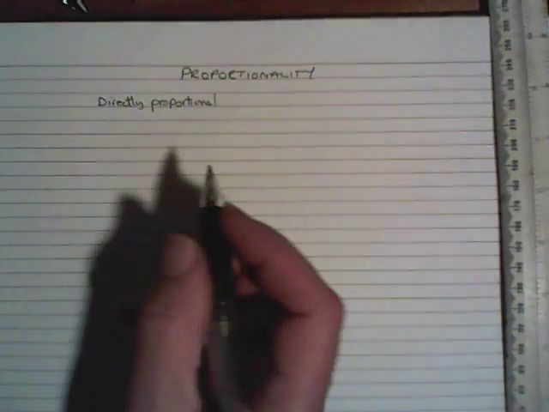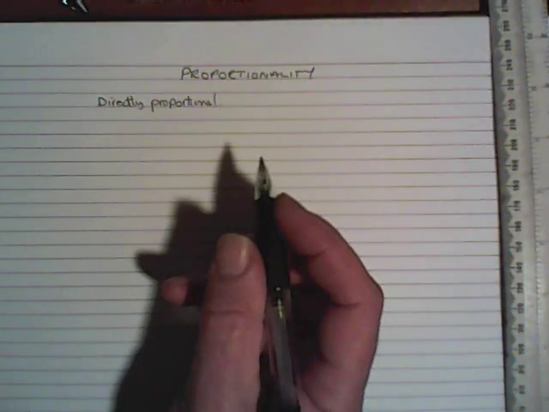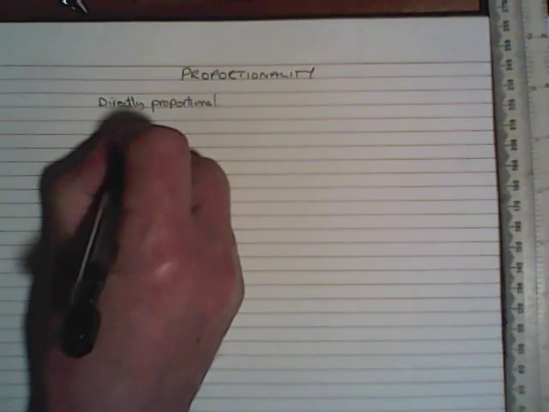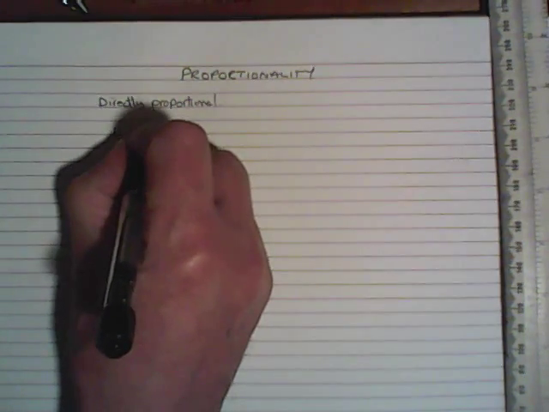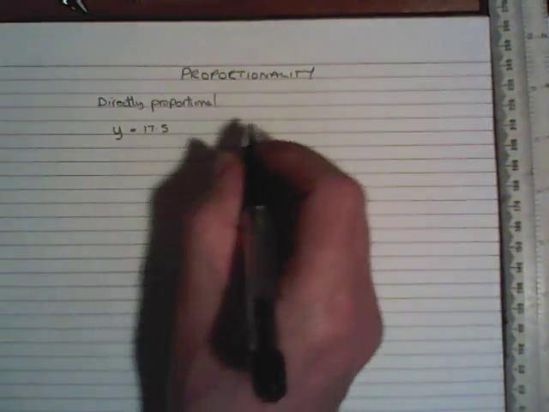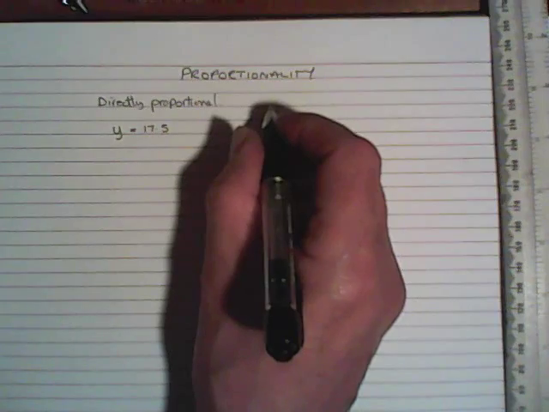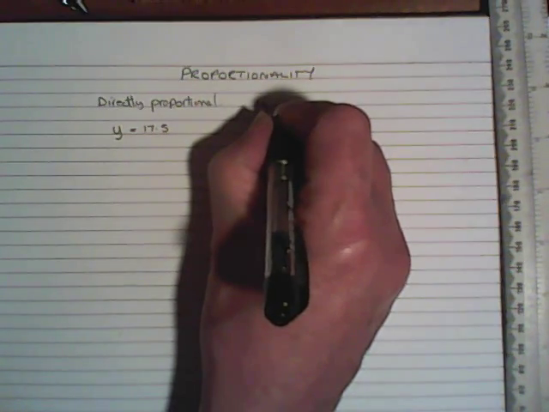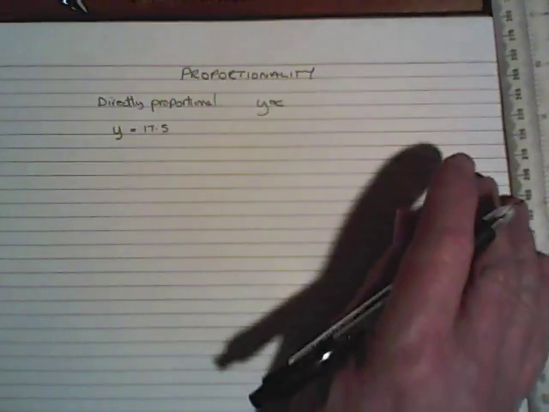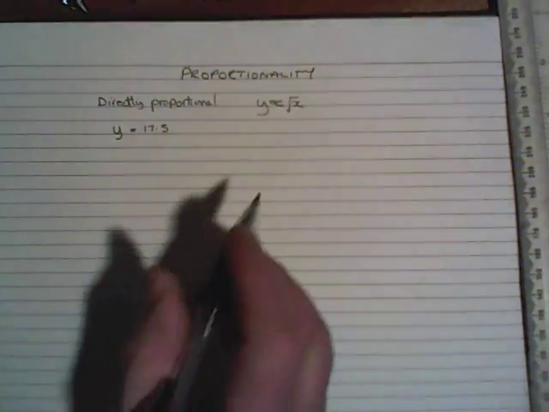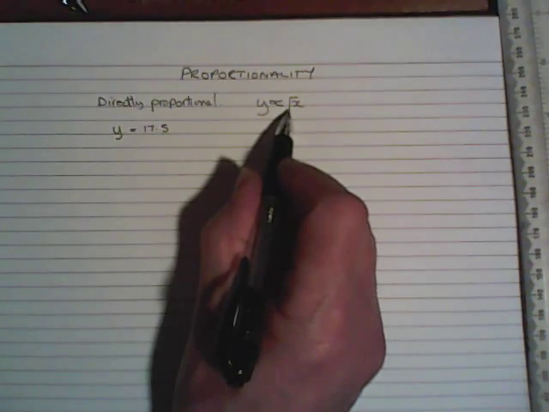Now, we need to look at an example. It's probably the better way to do it. It is directly proportional. And what we're going to have is that y, in this particular case, is directly proportional, which that's the symbol for it, to the square root of x. So y is directly proportional to the square root of x.